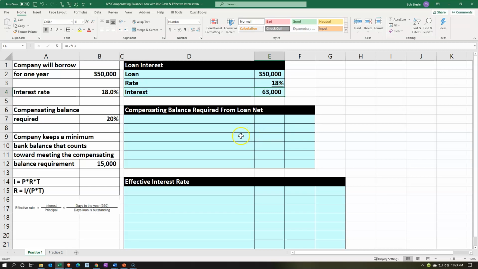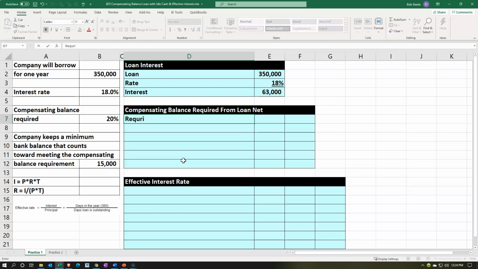So now let's consider the compensating balance required from the loan. And we want to think about it net of the fact that they're going to allow us to count this $15,000. So normally the compensating balance would simply be the $350,000 times the 20%, which is their compensating balance requirement. But we get to use that $15,000 towards meeting this requirement. So we just have to do one more calculation. It's going to be basically the $350,000 times the 20% minus the 15. Let's just work that out in a little table here.